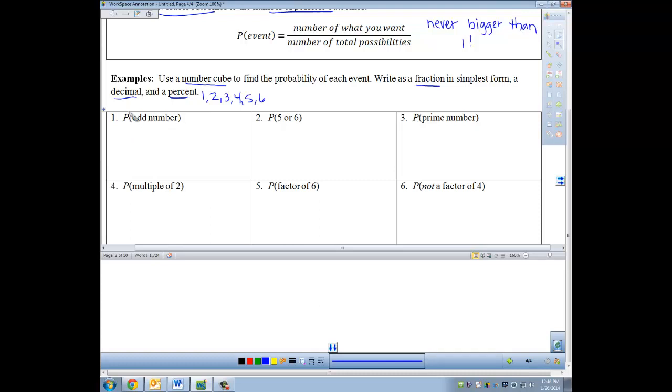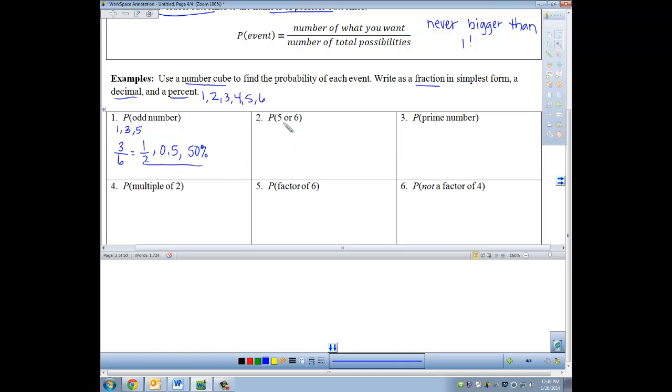Number 1, we want the probability of it being an odd number. So our odd numbers are 1, 3, and 5, which means we have 3 options. So the number we want is 3, out of the total options, the total is 6. That reduces down to 1/2. As a decimal, 1 divided by 2 is 0.5. As a percent, it would be 50%. So you just move the decimal over 2 places to the right. This would be our answer.